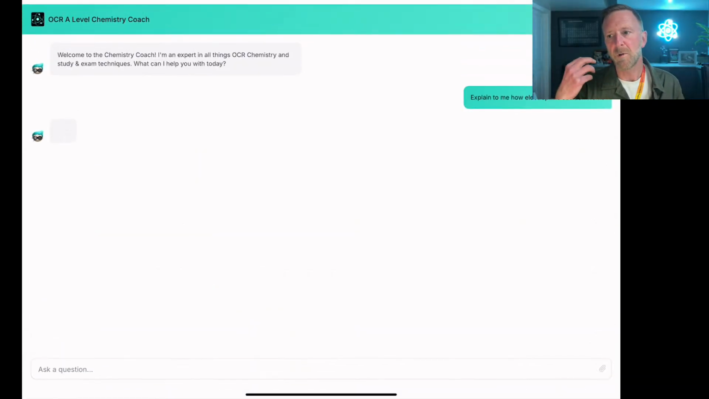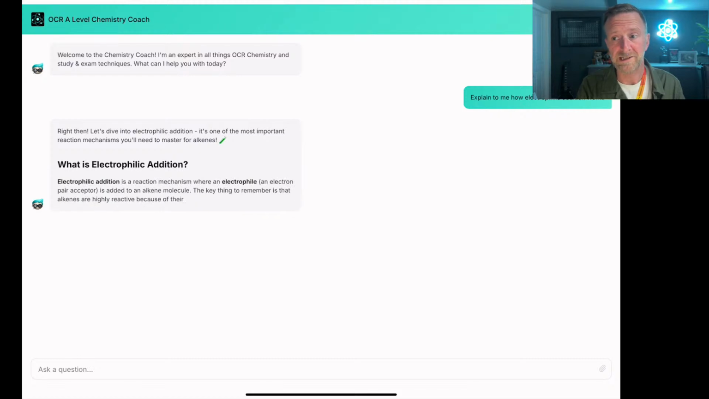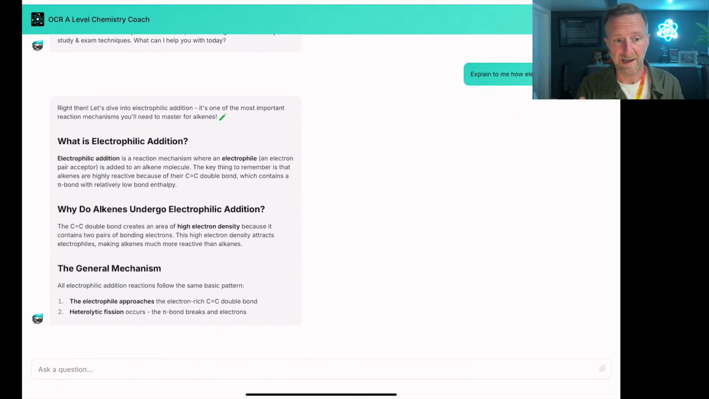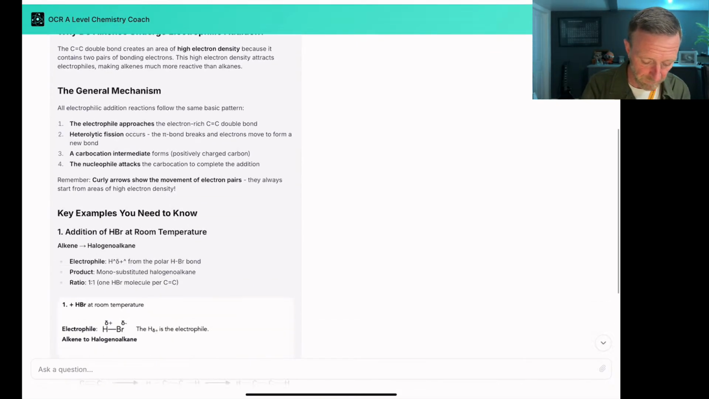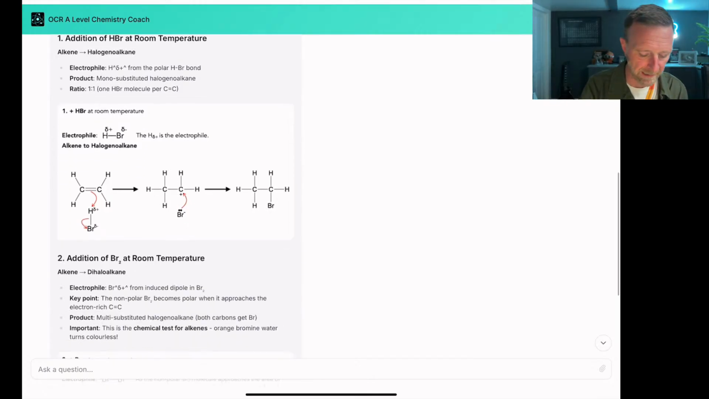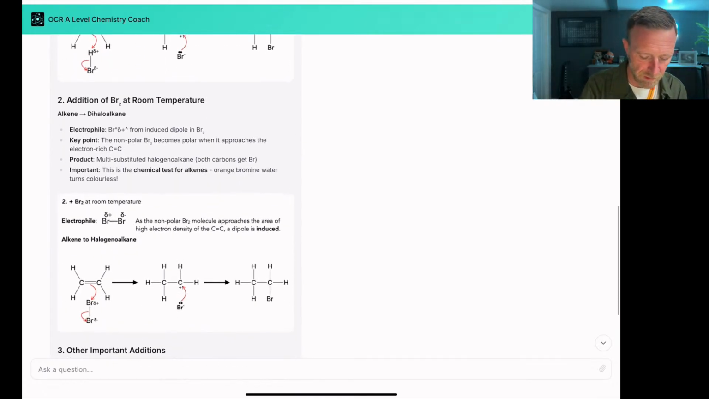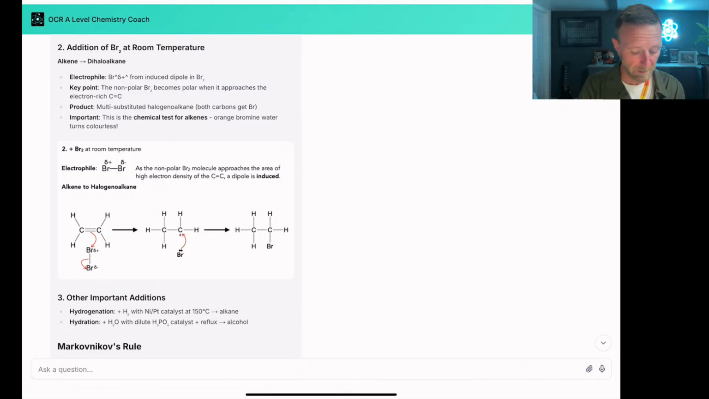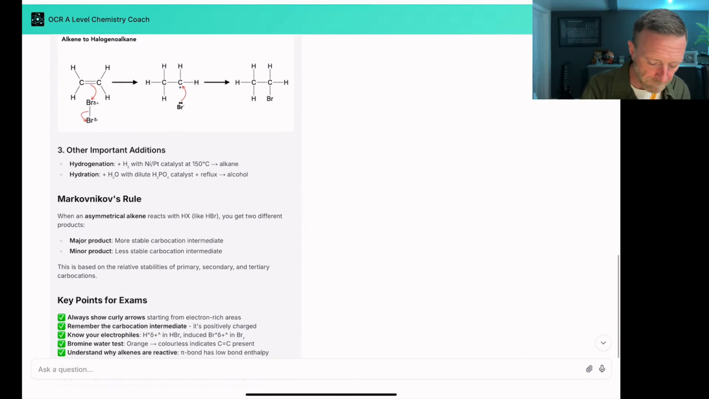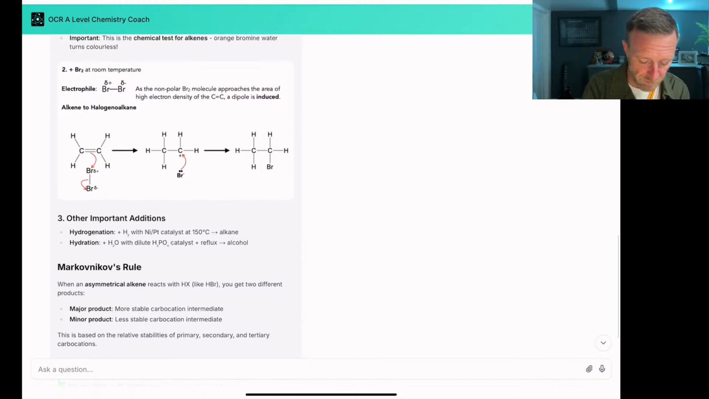Let's go. So the other benefit of this over, let's say, generic AI is that there's images involved as well. It's purely text for generic AI. But what this does is I've basically uploaded images from the notes that I've written. And there we go. So it gives you the mechanism that you need to know for electrophilic addition. Of course, there's HBr, which makes a monohaloalkane, and then we've obviously got a dihaloalkane produced when we add the bromine. So there are other ones as well for OCR, hydrogenation and hydration, which are important. We don't need to know the mechanisms for those, so it hasn't given us the mechanisms for those.